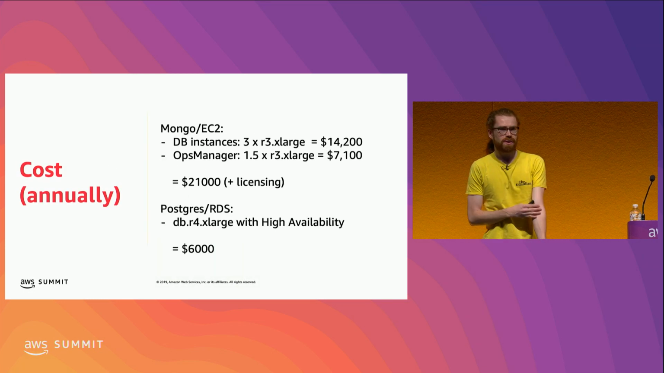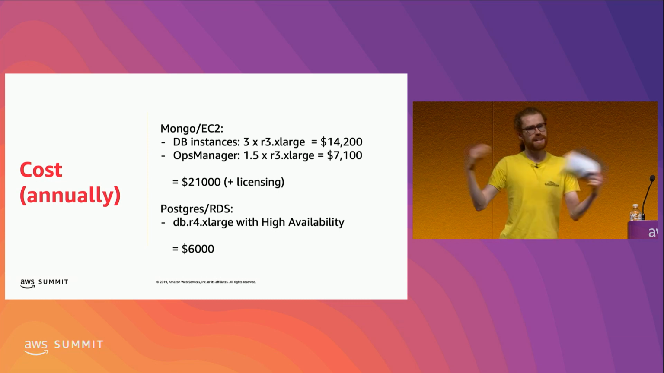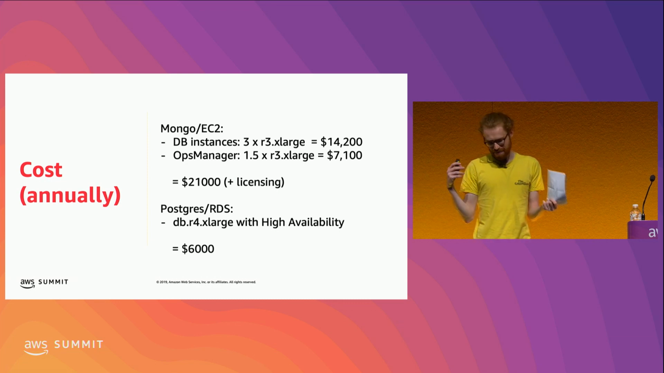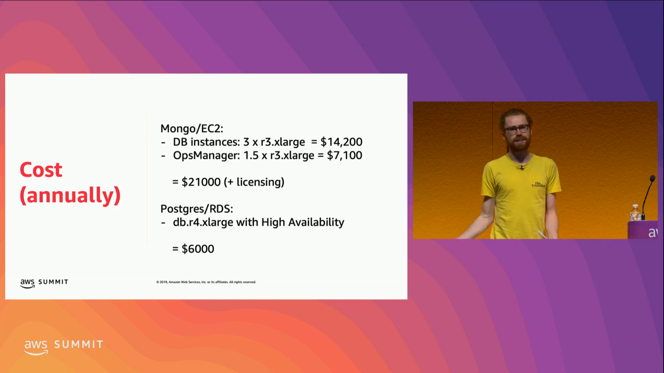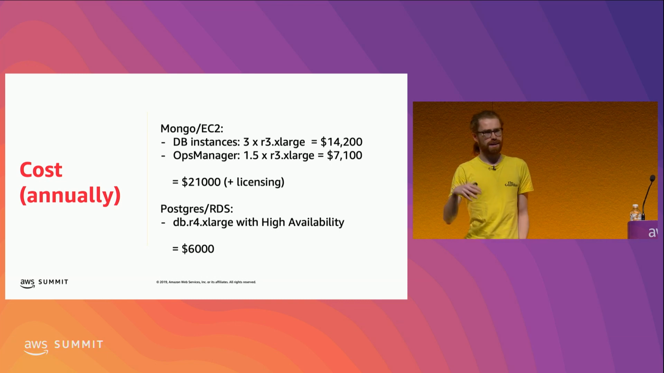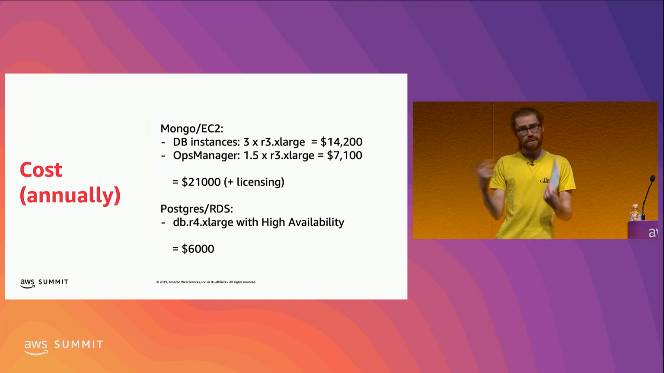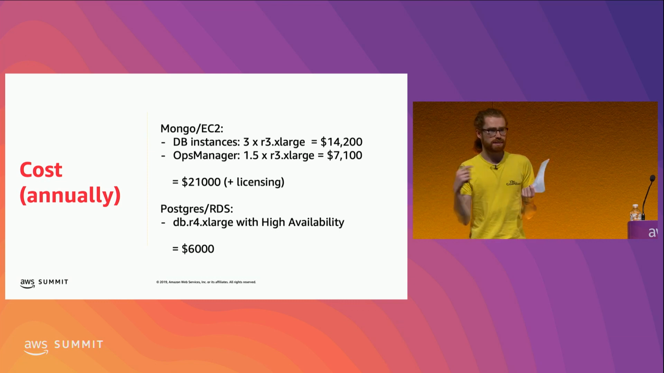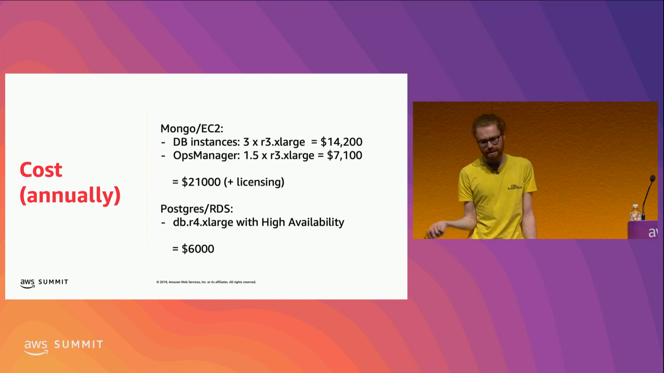Talk a bit about cost. For us, this was a very important issue. Obviously, depending on your scale, these numbers won't be very interesting at all. But when we were running Mongo, it was running on EC2 boxes because we needed high availability across 3 availability zones. We had 3 of them, and that was costing us $14,000.